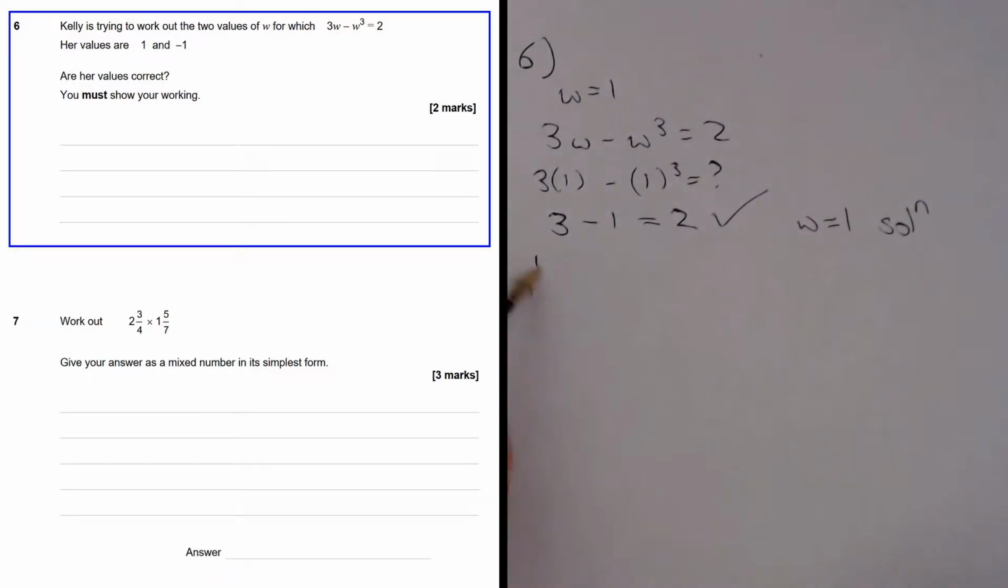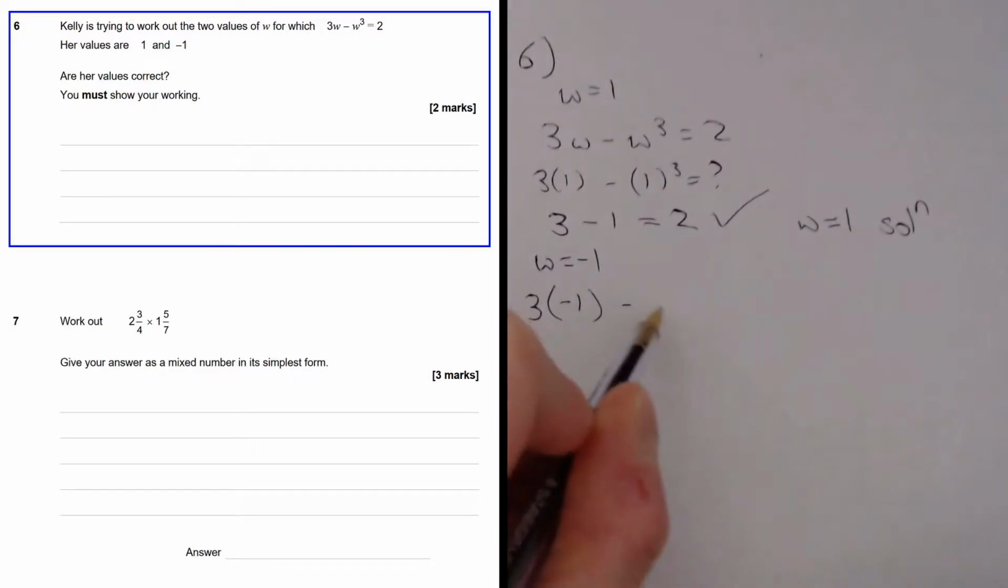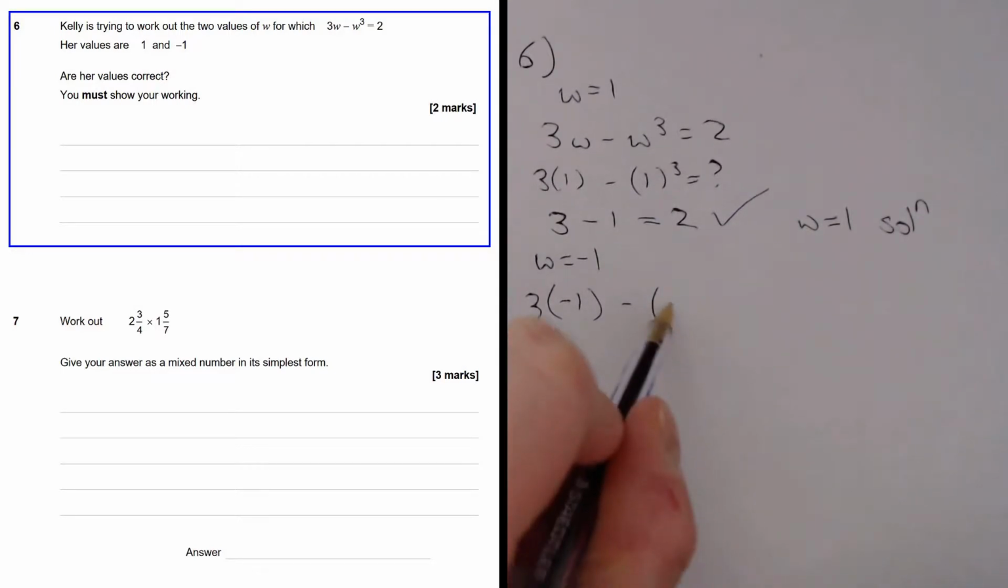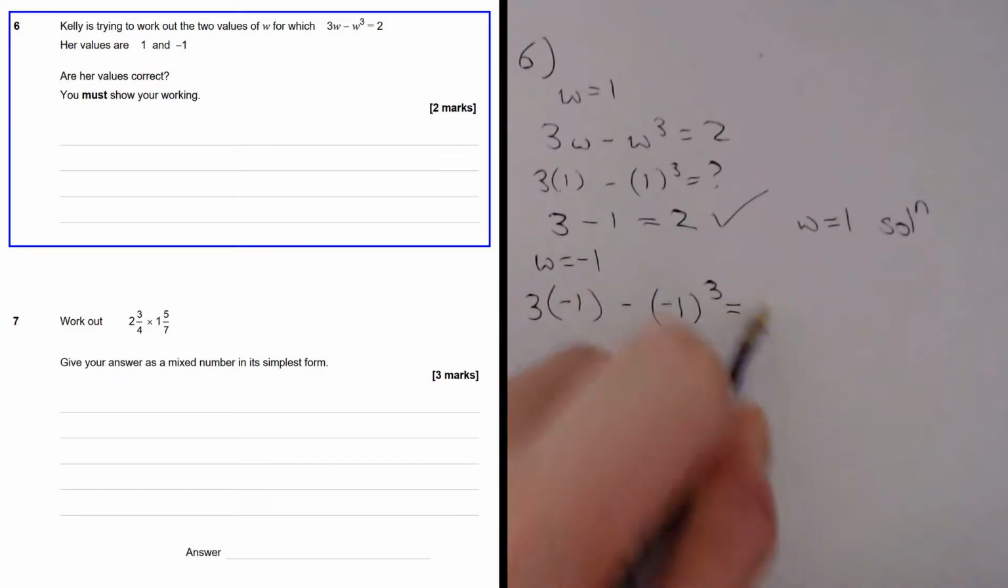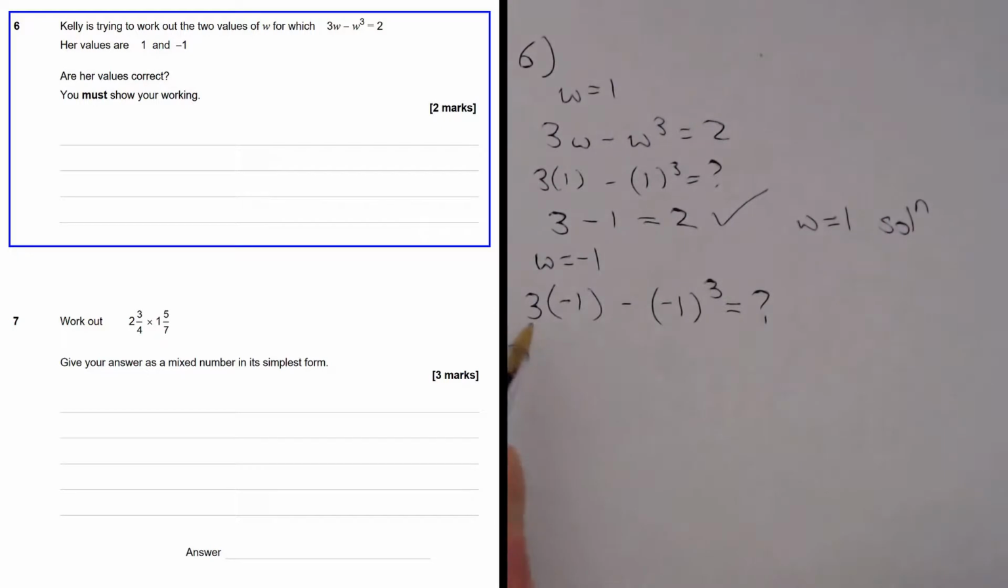Let's try w equals minus 1. So we're going to get 3 times minus 1 minus, and then replace w with minus 1, we get minus 1 cubed. What does that equal? 3 times minus 1 gives us minus 3. Then we've got minus, and what's minus 1 cubed? Well, minus 1 cubed is minus 1, because minus 1 times minus 1 gives us 1, times by minus 1 again gives us negative 1. Be careful with the double minuses here, guys. That's where most people are going to slip up.